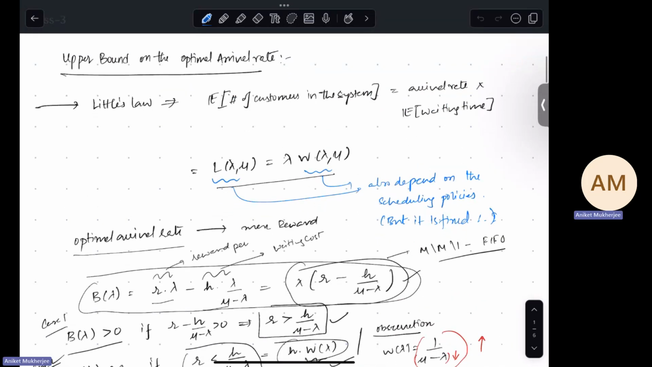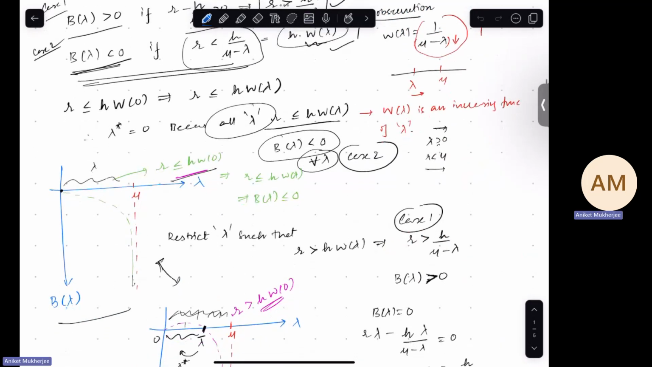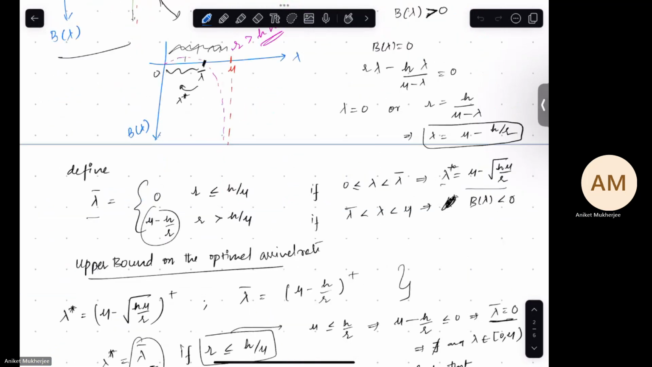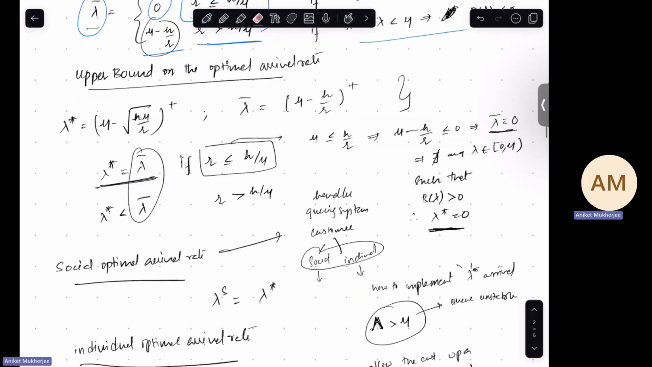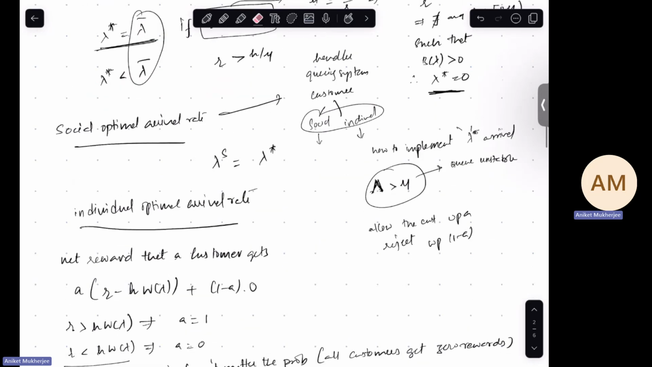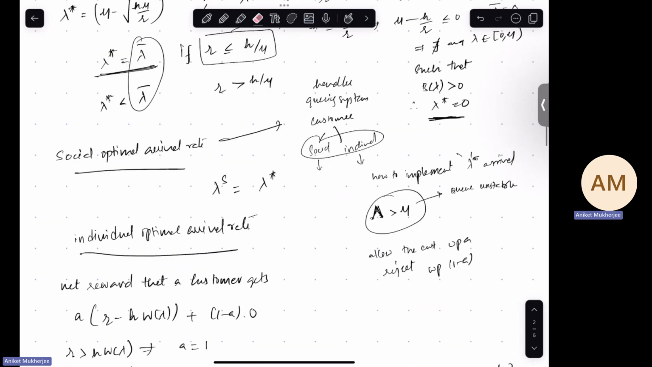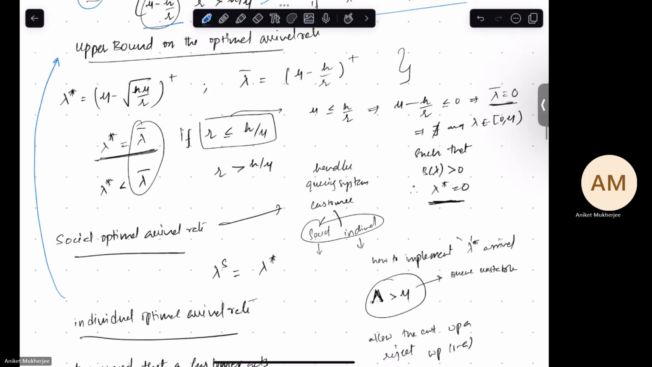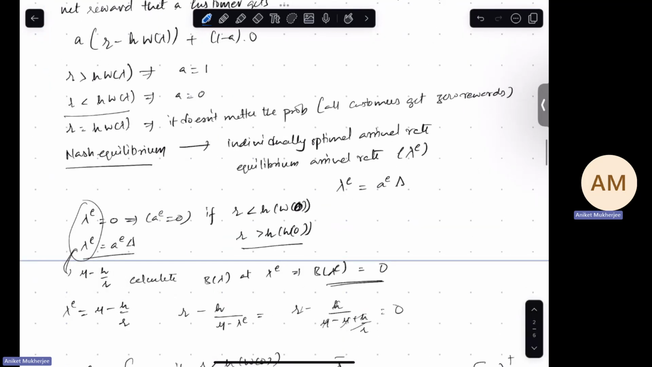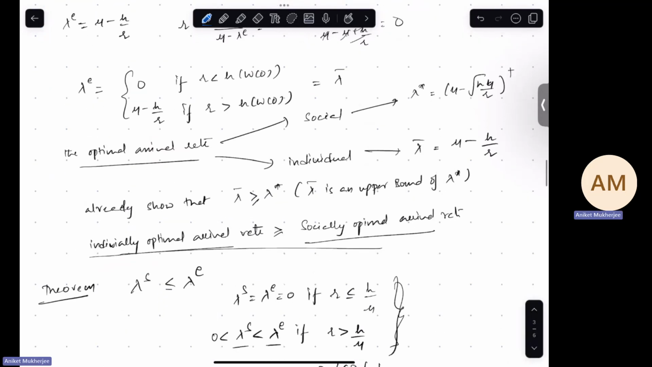Yeah, so first we found an upper bound on the optimal arrival rate. We found this lambda dash, which is 0 if r is less than or equal to h by mu, and mu minus h by r if otherwise. So this first case is just equal to lambda star. In the second case, this is an upper bound on it, right? And then we showed that this upper bound is basically the individual optimal arrival rate. The individual optimal arrival rate is the upper bound that we have defined here, and socially optimal arrival rate is just lambda star.